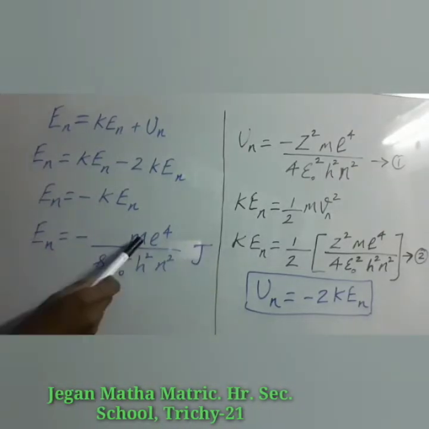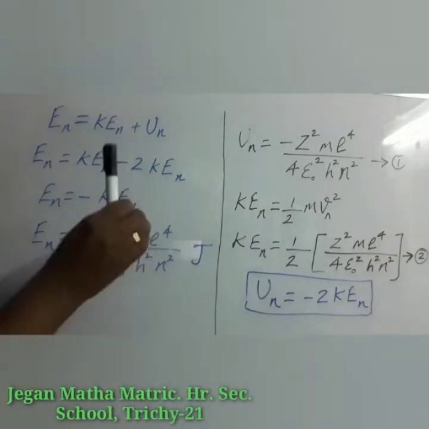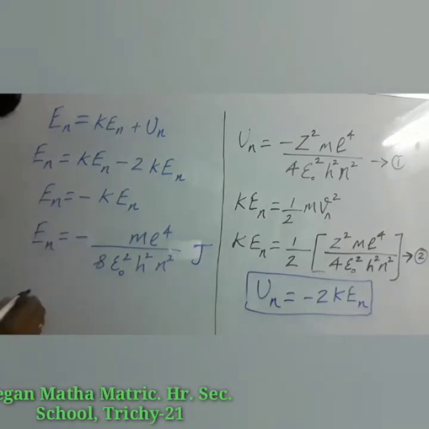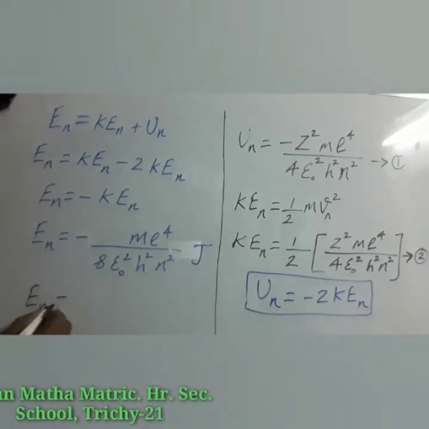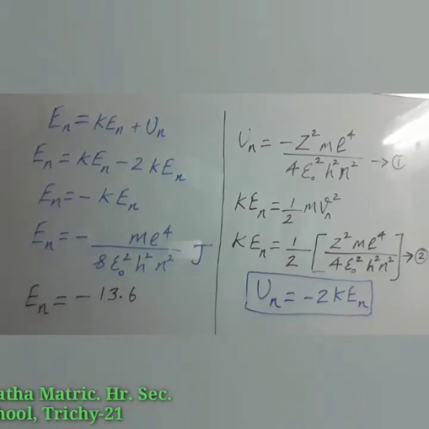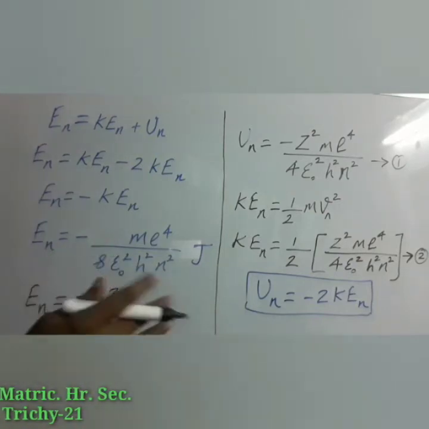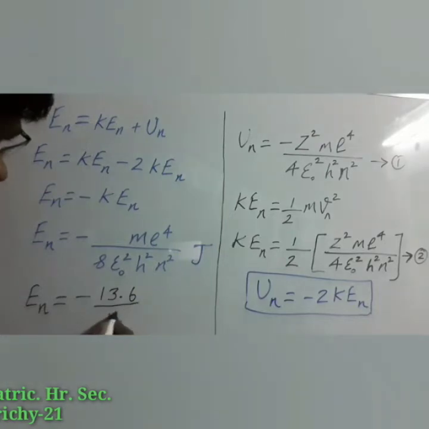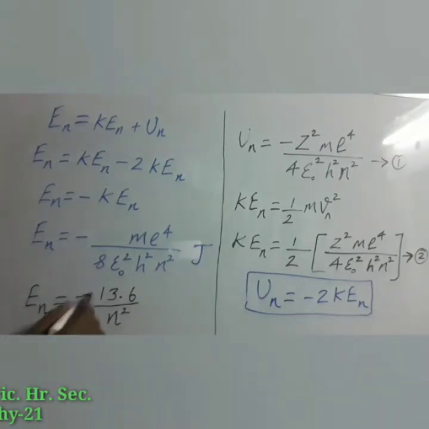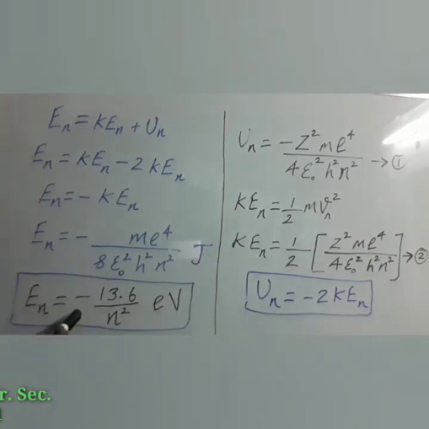You can observe m, e, 8, epsilon naught, h all are constant values. So we can substitute the values and we can find the total energy expression as minus 13.6. But here only one variable is there, n. n is the principal quantum number. So that is the only variable here, so as it is, you have to write n square. It is a value which is measured in electron volt. The negative sign in the equation indicates that the electron is bound to the nucleus.